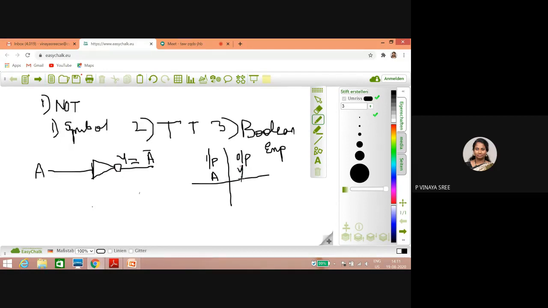Let us suppose I have given input A as 0. So what will you get as the output now? According to A complement, what does it indicate? 1. Yes, 1. So A I have given 0, the output you will get as 1. A I have given 1, the output you will get as 0. Okay, so internally, NOT gate can also be called a digital inverter.